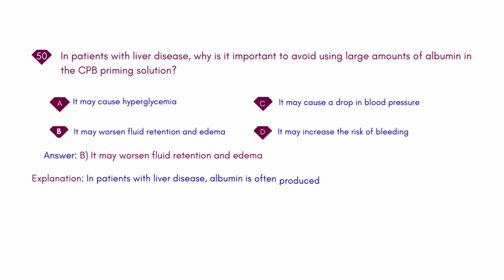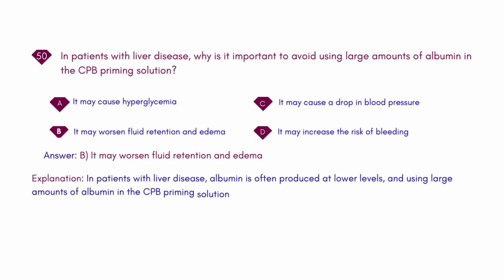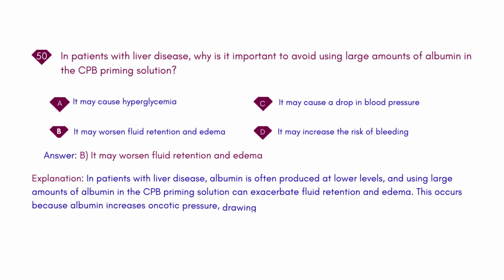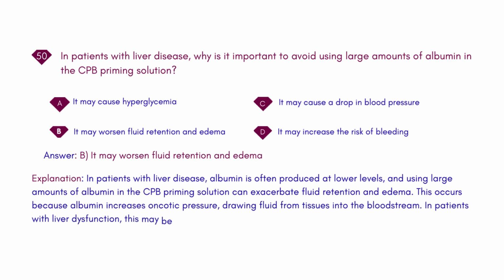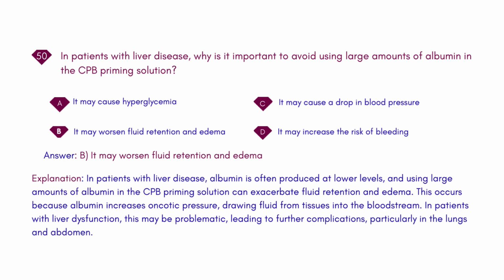Explanation: In patients with liver disease, albumin is often produced at lower levels, and using large amounts of albumin in the CPB priming solution can exacerbate fluid retention and edema. This occurs because albumin increases oncotic pressure, drawing fluid from tissues into the bloodstream. In patients with liver dysfunction, this may be problematic, leading to further complications, particularly in the lungs and abdomen.